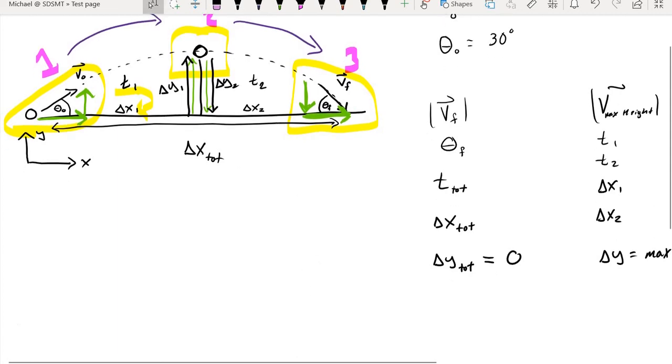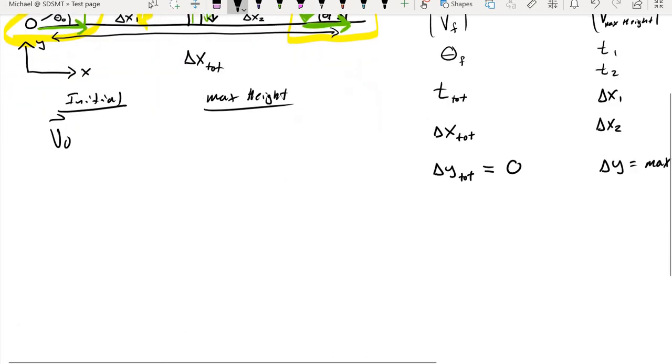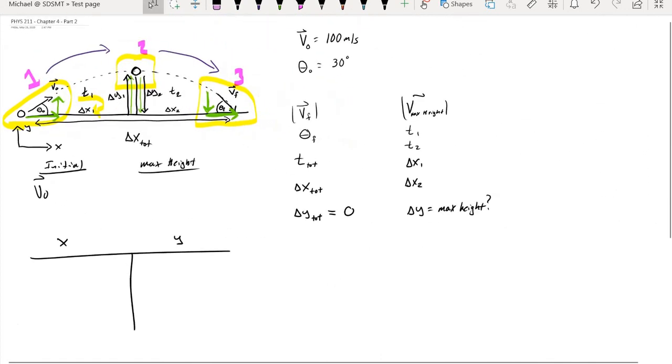I'm going to start with all of that initial information of V naught. So we're going to start at the initial launch, and we'll go to the max height and see what information is there. Now we do have x and y directions in this problem set, and I'm going to remove some of this stuff so that things don't get too crowded.